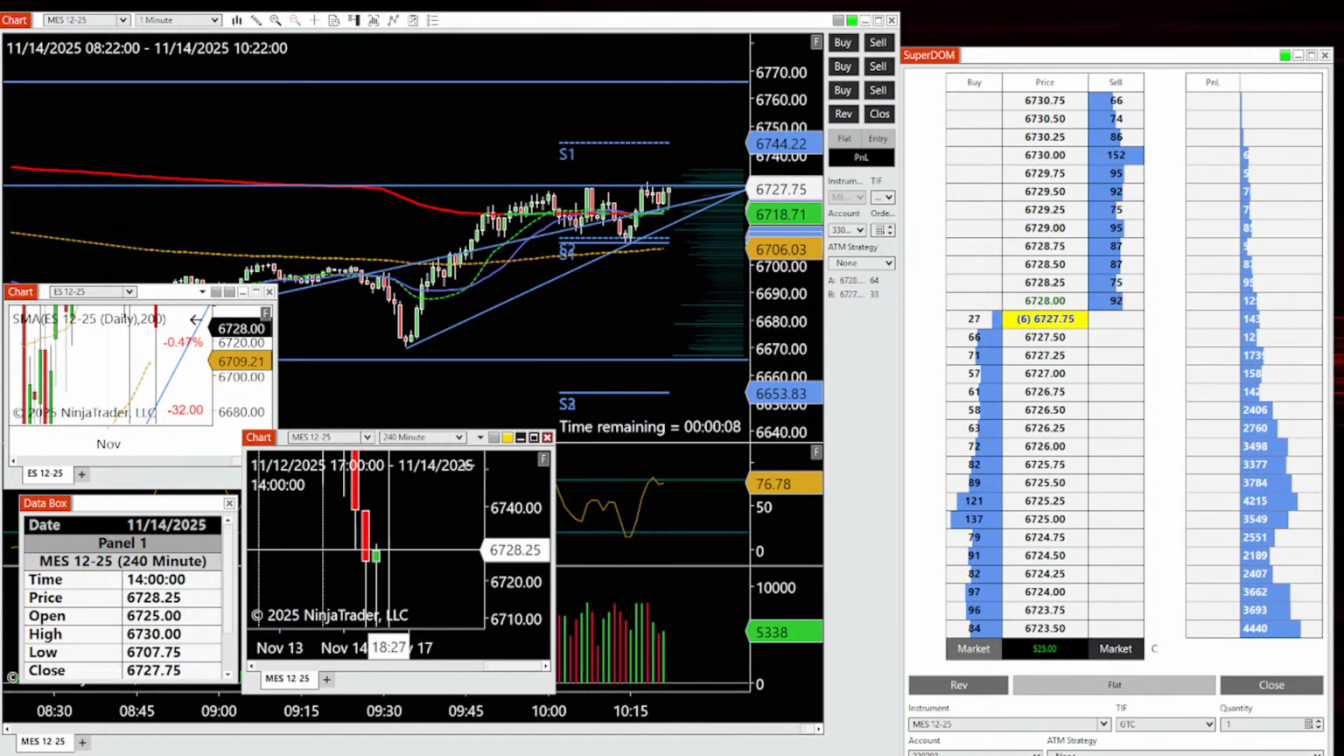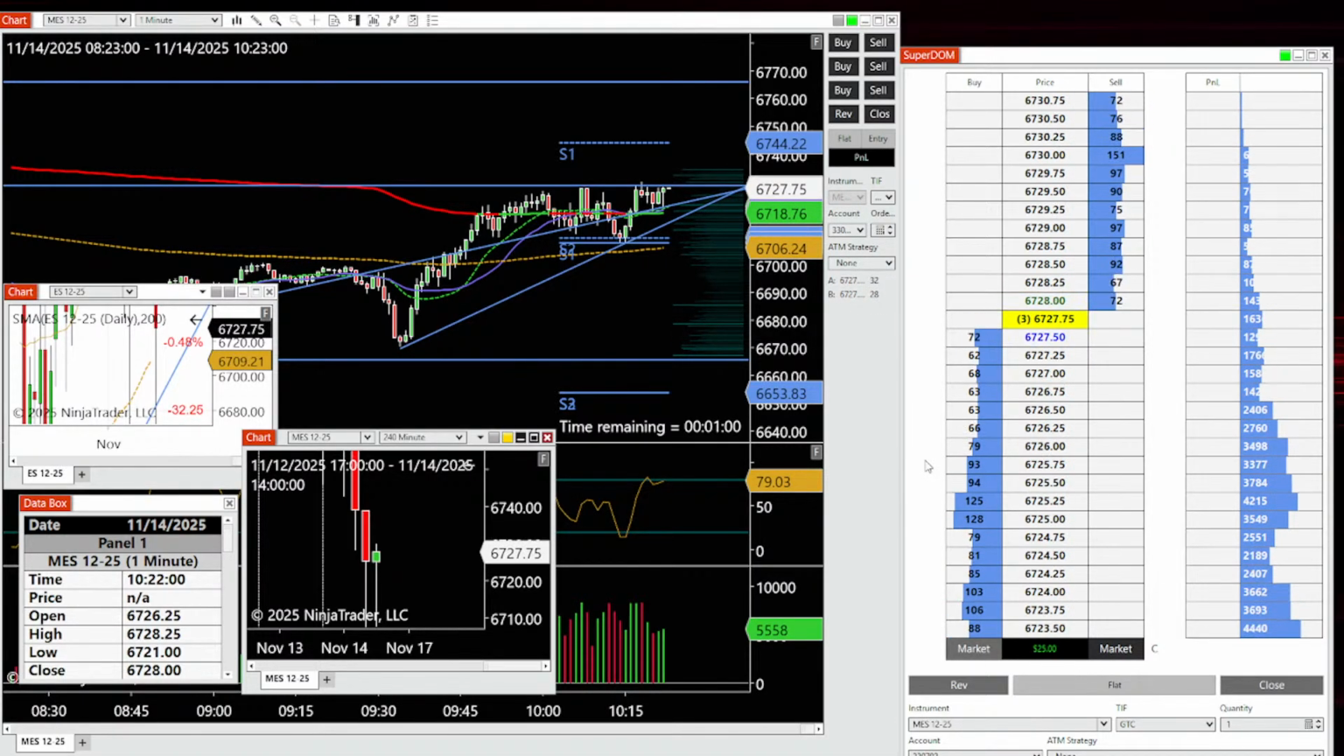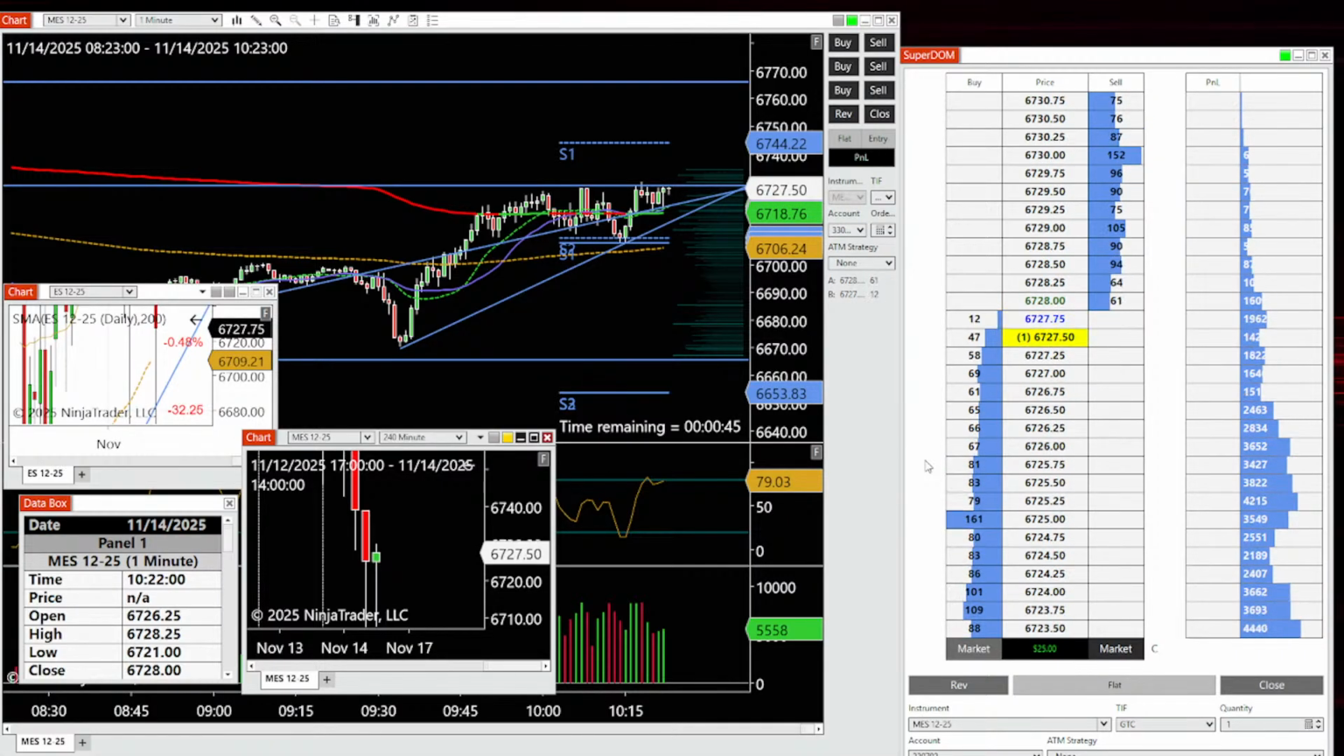So it looks like it may be making a move here. I don't like breakouts. I do not like breakouts. Man, I don't like breakouts.